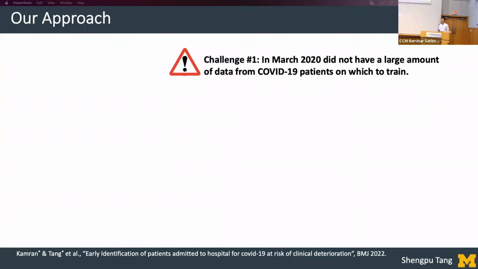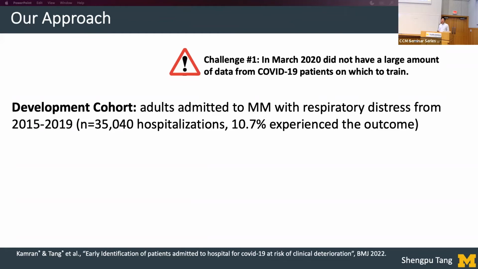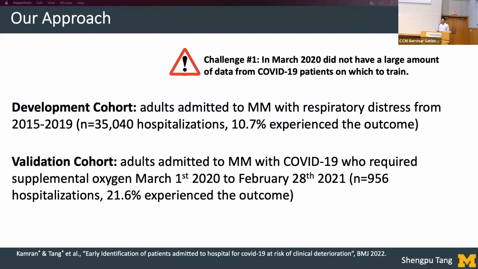Because there were only a handful of COVID-19 cases at Michigan Medicine whose data are available, it was really challenging to train a machine learning model. Therefore, instead, we trained our model on a related cohort, which are patients with respiratory distress that were admitted to Michigan Medicine in the past 5 years. After training the model, we used all the available COVID-19 patient data for validation, which measures how well the model would perform on unseen patients. And this reflects how well we expect our model to perform in the future.